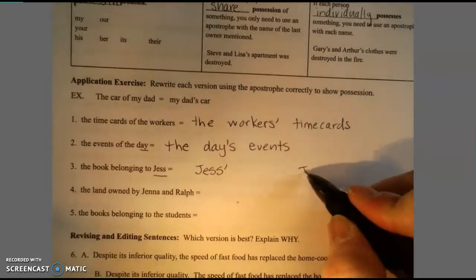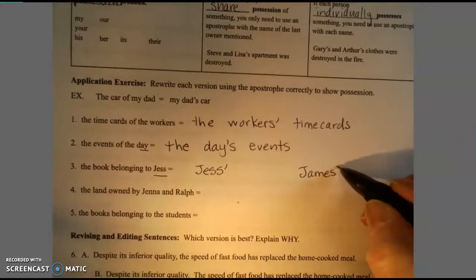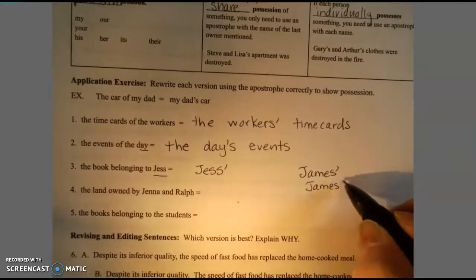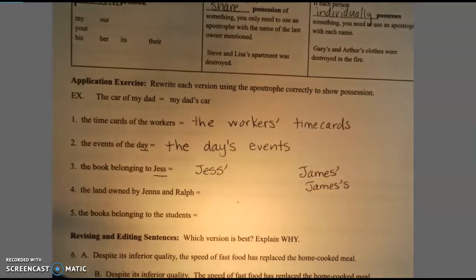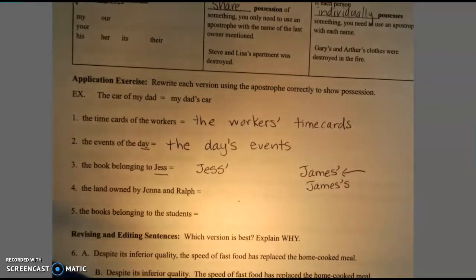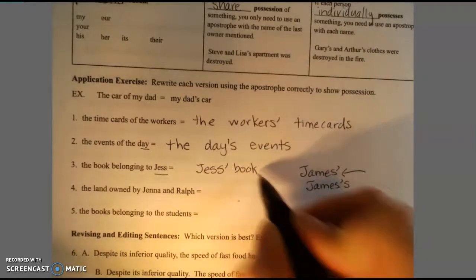But if we're talking about James, James only has 1 S. So theoretically, you could have James apostrophe or James apostrophe S. Both would be correct. From my standpoint, I like the S apostrophe just because it looks cleaner. So for number 3, Jess's book.